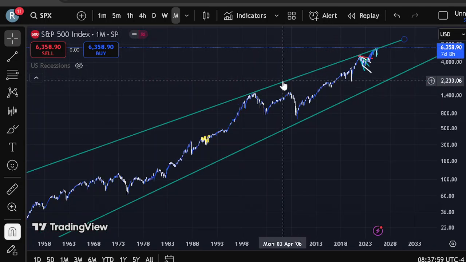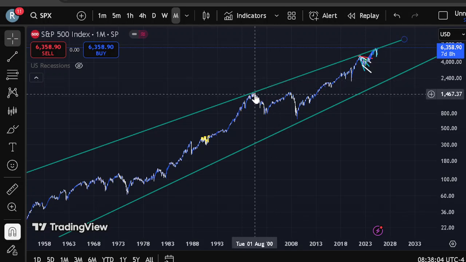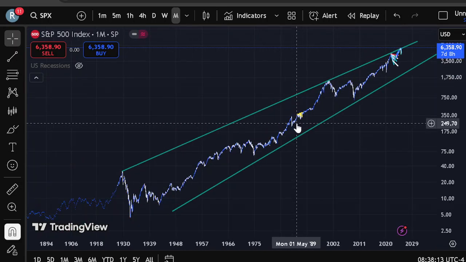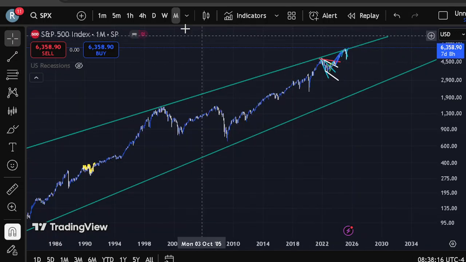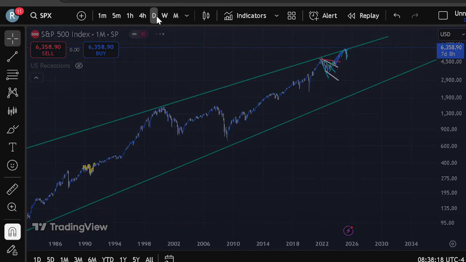When it tagged this trend line here in 2000, you can see it went back to the lower trend line as well. So let's zoom in.